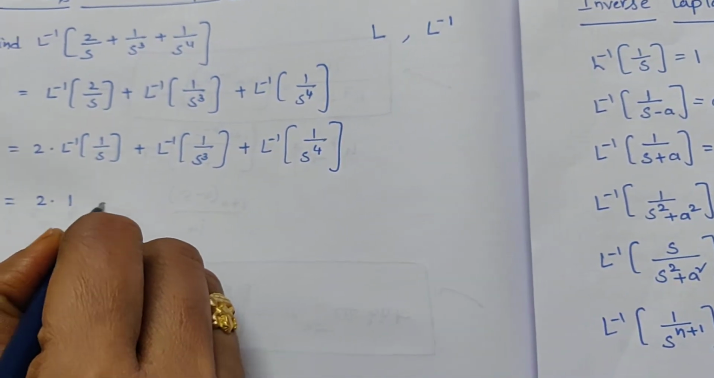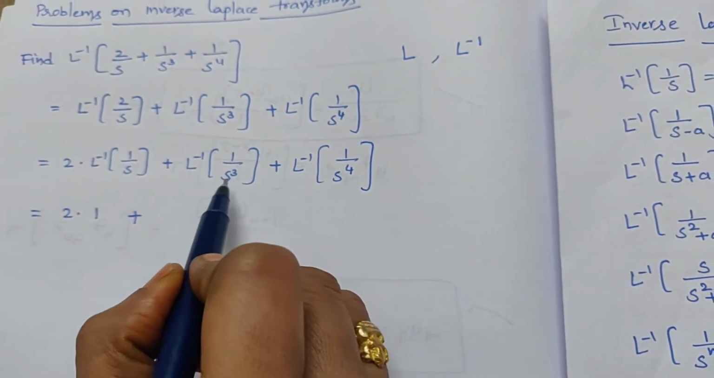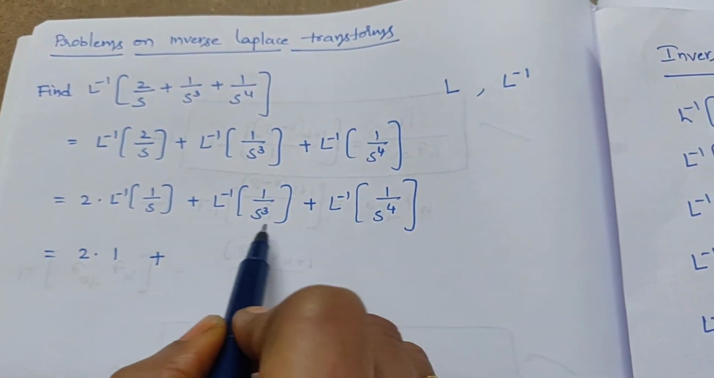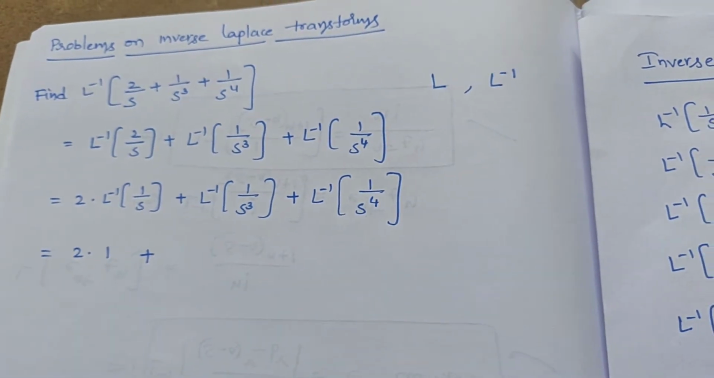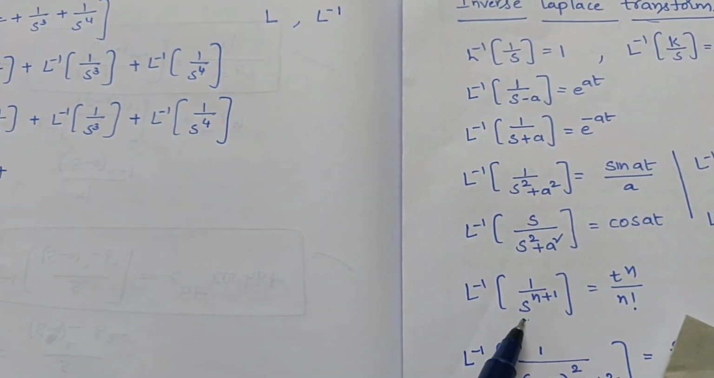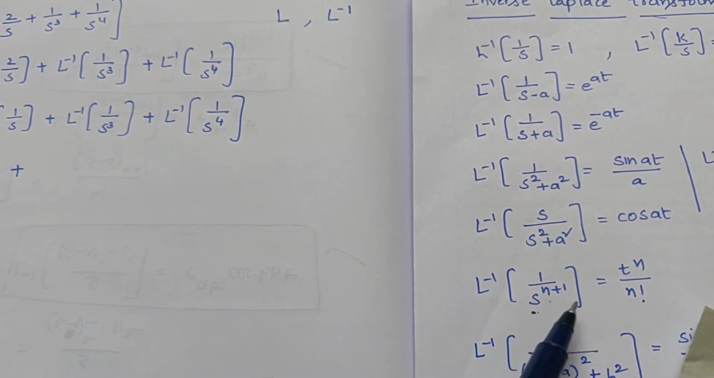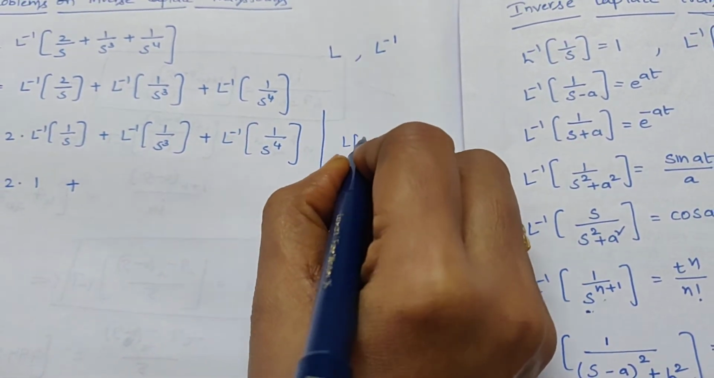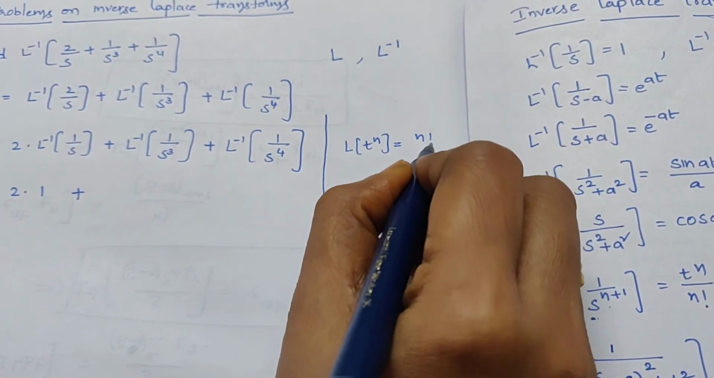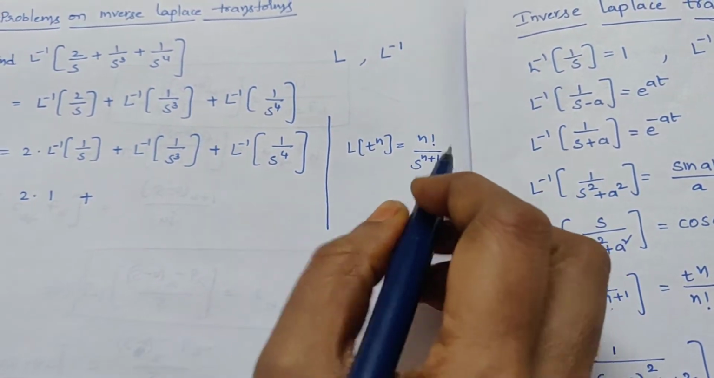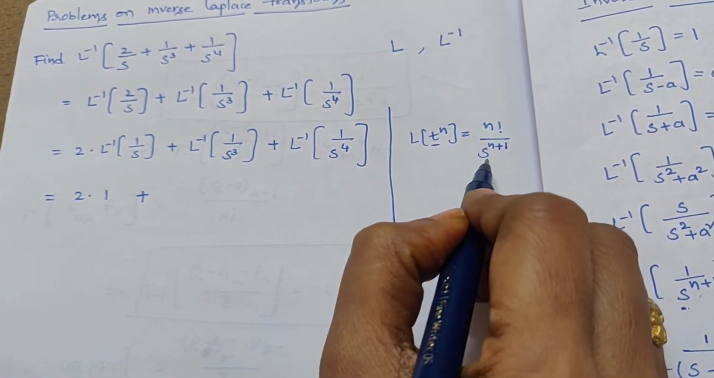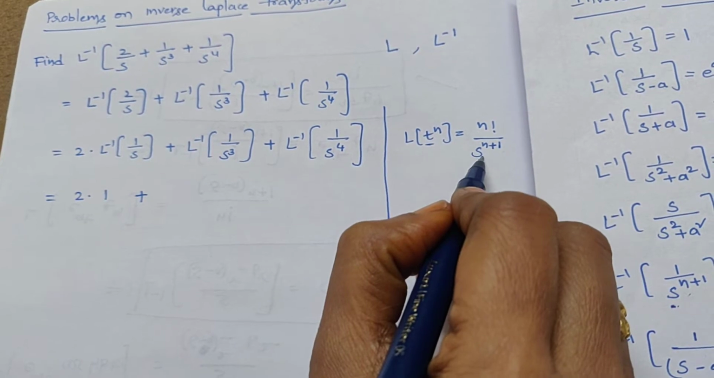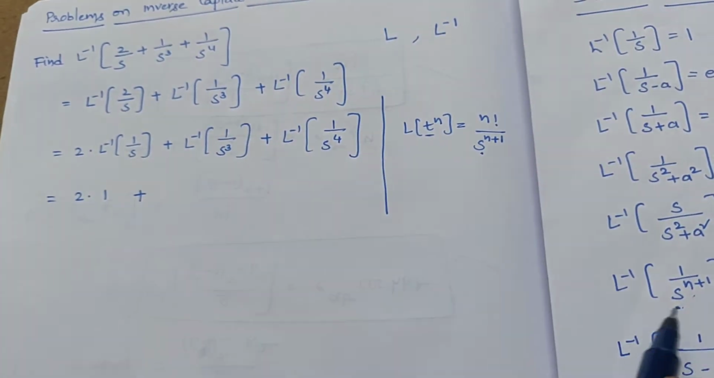So 2 into 1 plus, here we are observing the highest powers of s, that is s cube and s power 4. We get highest powers of s in the formula L inverse of 1 by s power n plus 1, from the Laplace transform of t power n. Try to remember: L of t power n equals n factorial by s power n plus 1. Only in this Laplace transform do we see highest powers of s. So L inverse of 1 by s power n plus 1 means t power n by n factorial.